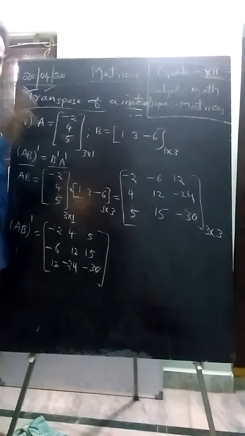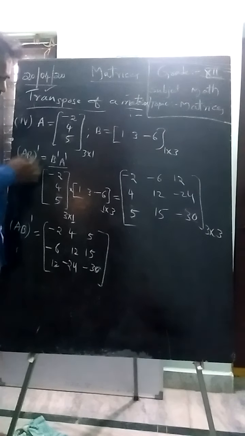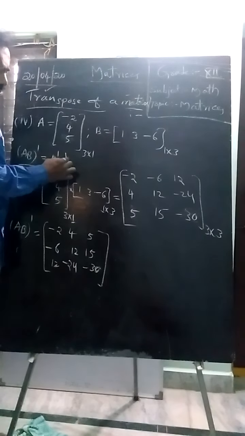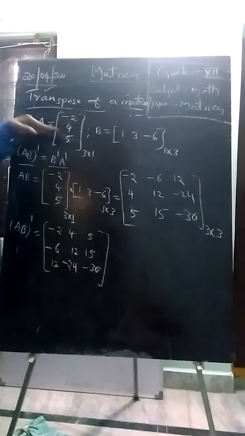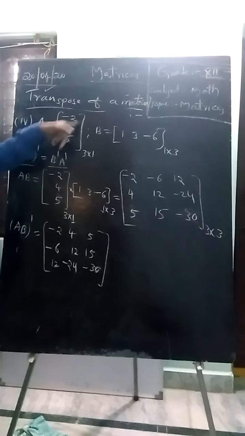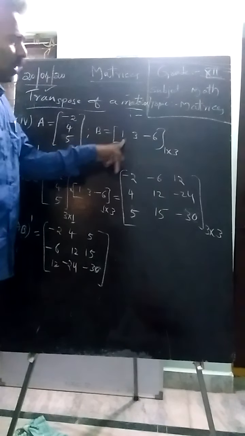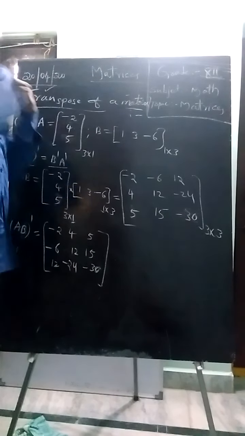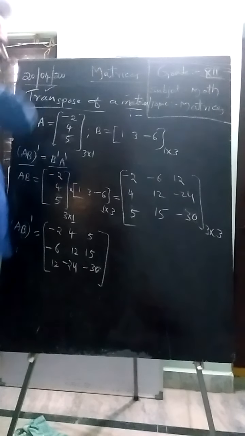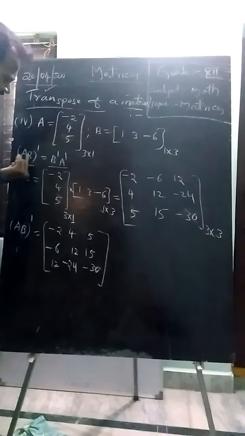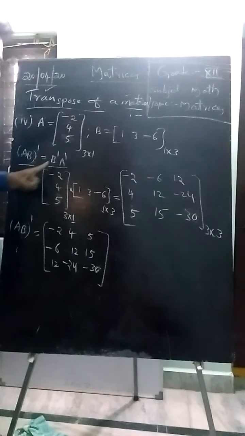Students, now to prove that the transpose of the product AB equals B transpose into A transpose, let us consider A matrix as minus 2, 4, 5, which is of order 3 by 1, and B matrix as 1, 3, minus 6, which is of order 1 by 3. Then we find AB, because first we will find the transpose of AB. Then we will find B transpose into A transpose. We will prove these two are equal.